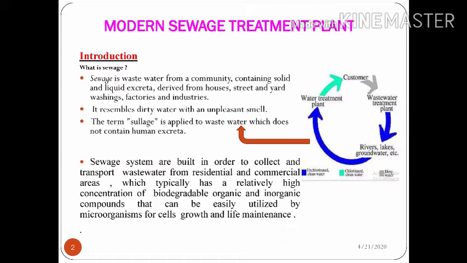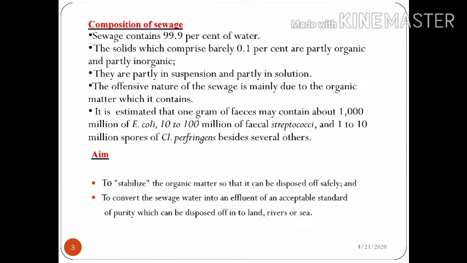Next slide. The composition of the sewage. 99.9% of the sewage is water. The solids, which comprise barely 0.1%, are partly organic and partly inorganic. They are partly in suspension and partly in solution. The offensive nature of the sewage is mainly due to the organic matter which it contains.